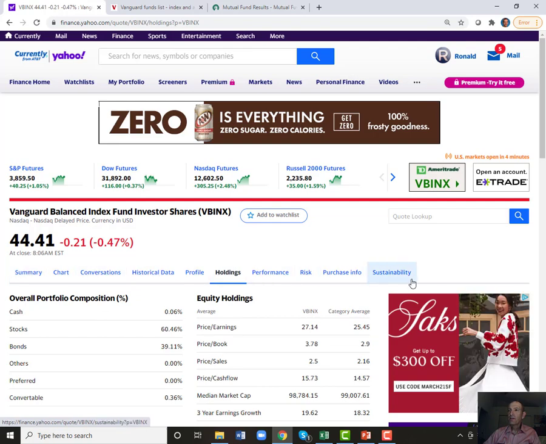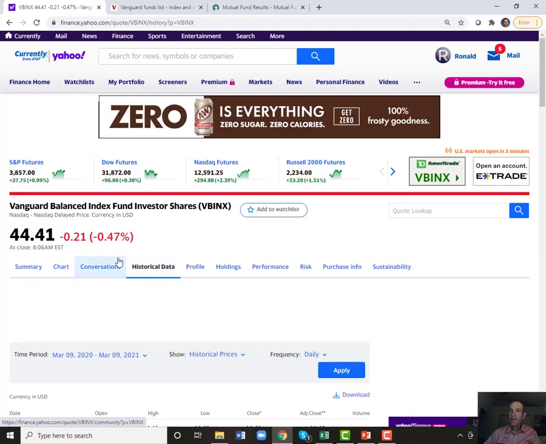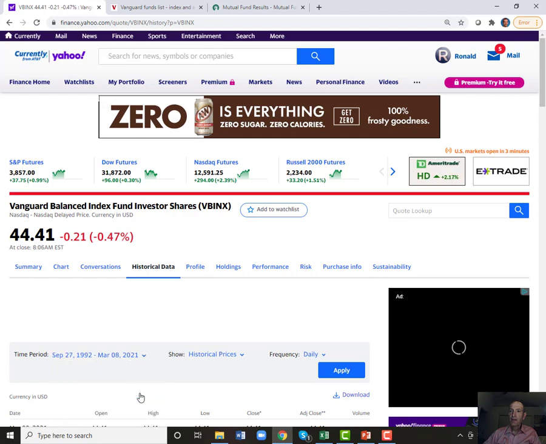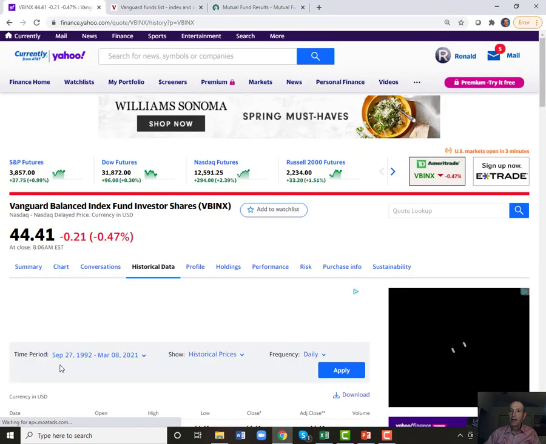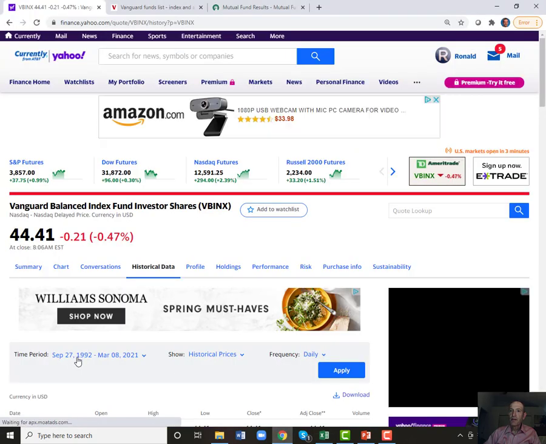Once you see a little bit about your fund and what they do, then we're going to go to historical data. What we want to do is click on the max. You see the max goes back to 1992. So if you look at our Excel file, we need to go back to October 1992. So I go back over to the website, and this one starts September 1992, so that's good.